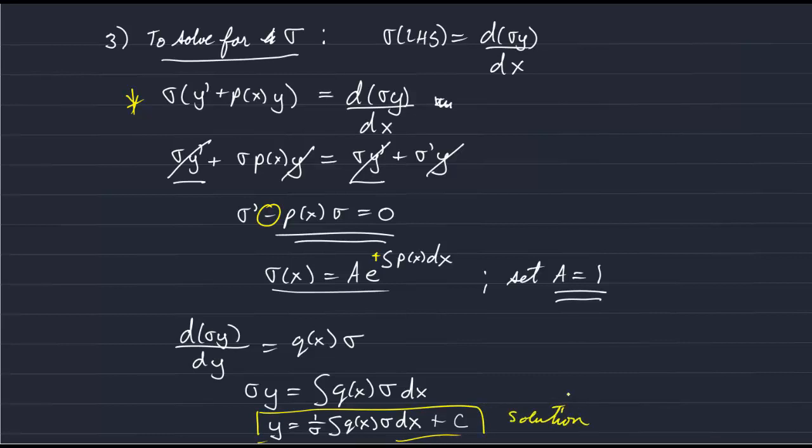And I recognize that I probably should have described this as step 4, and this is really the last step, and that's to solve for y given sigma. So step 3 was to solve for sigma, and step 4 is actually just to solve the problem. So let's take a look at an example here.